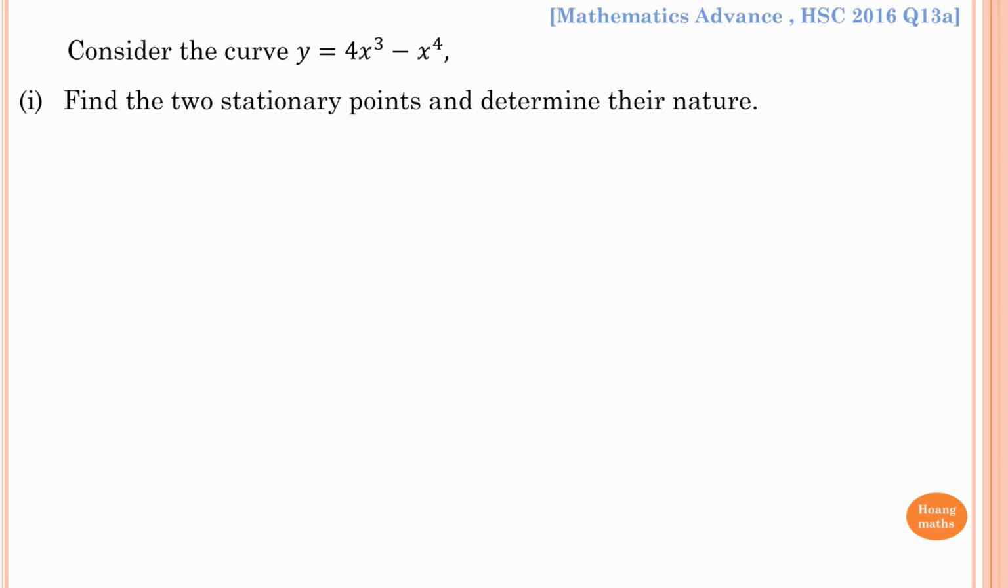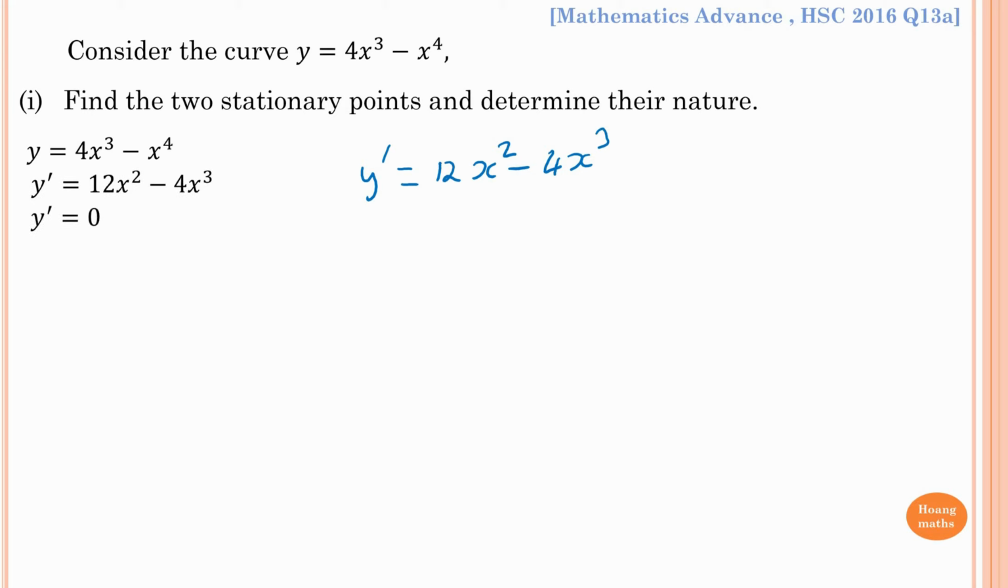To find the stationary points, we know that y dash is 0. So first of all, y is this. So y dash is equal to 4 times 3 is 12, so 12x squared minus 4x^3. Then we make y dash 0. So this means that 12x squared minus 4x^3 is equal to 0.